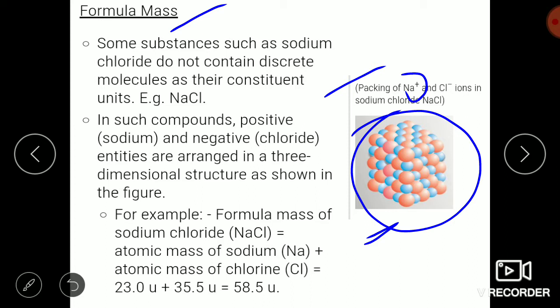Now how to calculate the mass for them? We calculate the formula mass. There also the same thing, we'll sum up the atomic masses. So we'll take the atomic mass of sodium plus the atomic mass of chlorine, 23 and 35.5 unit. So the formula mass of sodium chloride comes as 58.5 unit. For formula mass also, what is the unit? The unit is U.